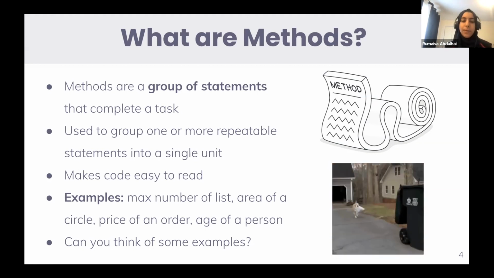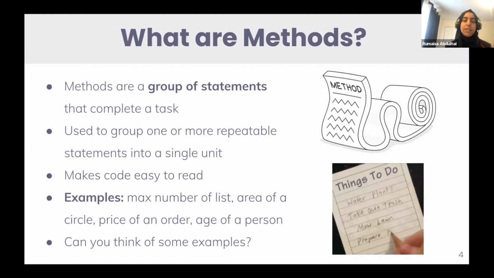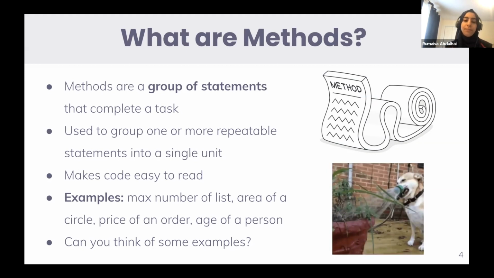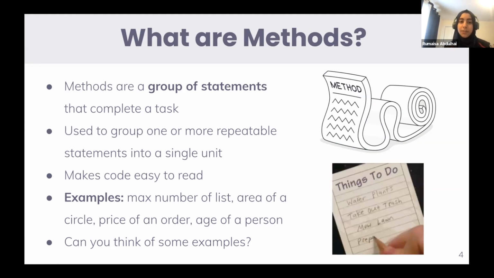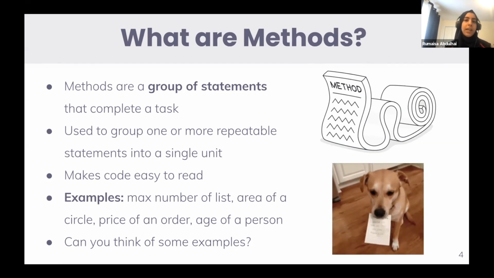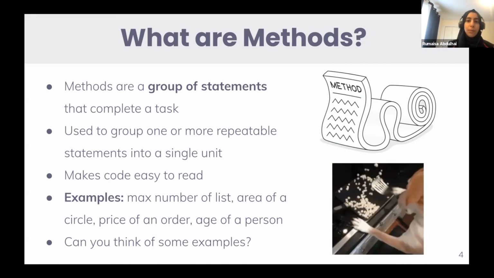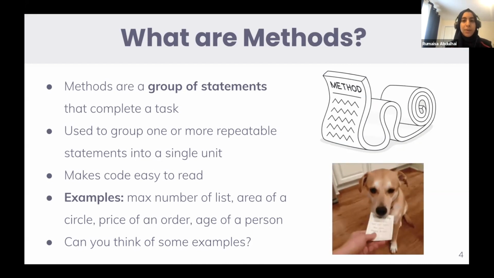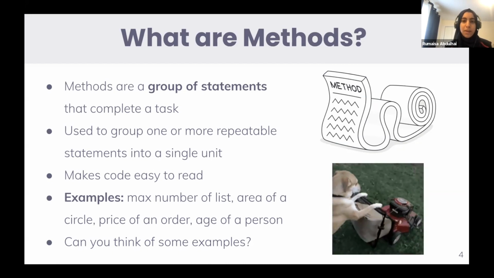Why are methods useful? Well, we can use it to group one or more repeatable statements. So we don't have to write the code over and over again. So that's one reason. Another reason is that it makes the code very easy to read for someone who's looking over your code. If you create programs in the future, you will probably have to work with someone. So if you want to make it easy for them to understand, you would use a method.